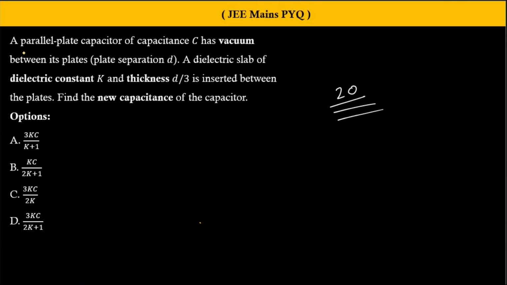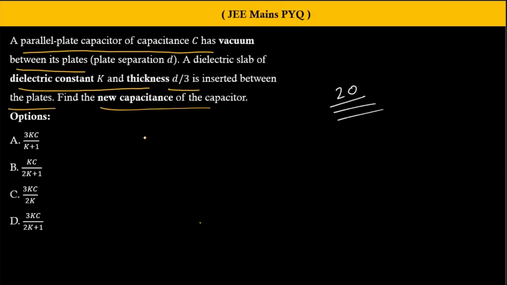Now let us focus on this one. A parallel plate capacitor of capacitance C has vacuum between its plates. A dielectric slab of dielectric constant K and thickness D by 3 is inserted between the plates. Find the new capacitance. So when there is vacuum, its capacitance is C.